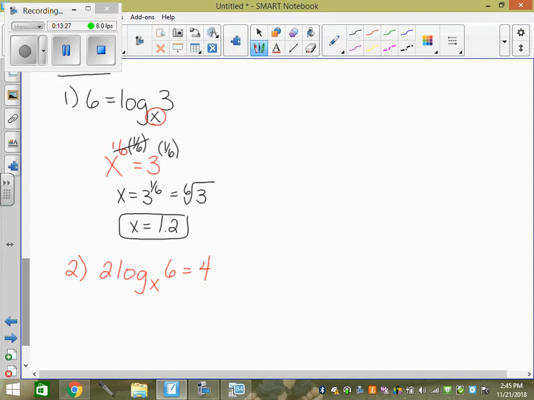The 3 is from here. I just took this log and converted it to exponential, which is the red. X to the 6 equals 3. Then I need it to be x to the 1. So I raised this side to the 1/6 because 6 times 1/6 is 1. What I do to one side, I have to do to the other side.